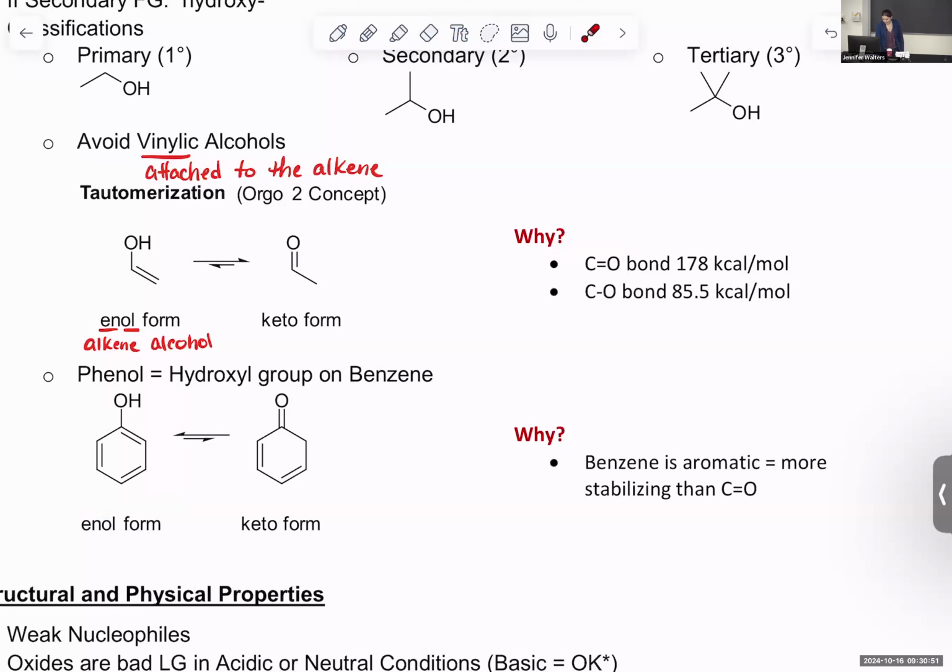Benzene is going to be aromatic, which is essentially saying that we have this double single, double single, double single. It is fully conjugated. That makes it aromatic. That is way more stabilizing. So if you can get a full benzene together, that is going to be preferred over just getting that carbon-oxygen double bond.